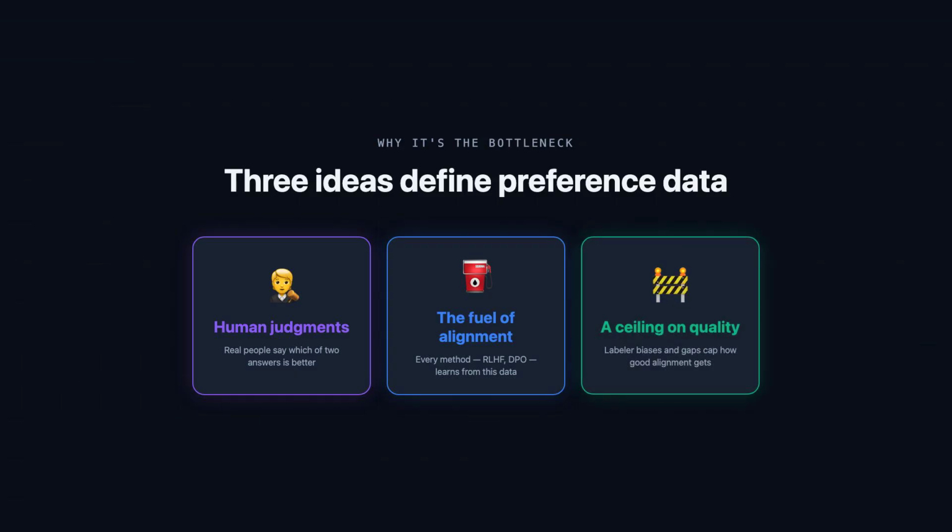And it quietly sets a ceiling on quality. The data inherits its labelers' biases, a pull toward longer, more confident-sounding answers, disagreements between raters, and gaps where they simply lack expertise. Biased preferences produce a biased reward model, and no downstream trick fully repairs bad data.